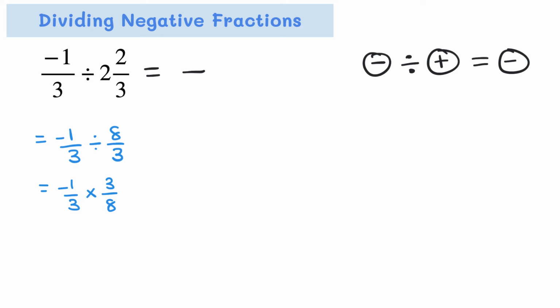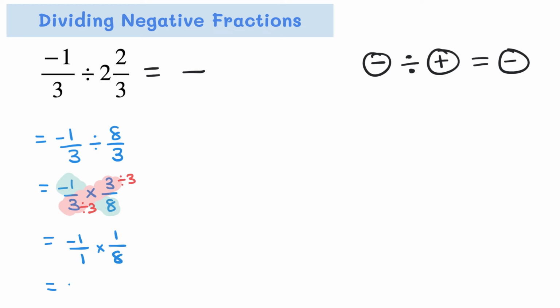Before I start multiplying across, I should check my diagonals. So here I'm going to check this diagonal, and -1 and 8, they don't have any common factors, so I can't do anything for that. But I can look at 3 and 3, and both of those numbers can be divided by 3. And now I can rewrite my fraction. I've got -1 over 3 divided by 3, which is 1, times 3 divided by 3, which is 1, over 8, and then now multiply across.